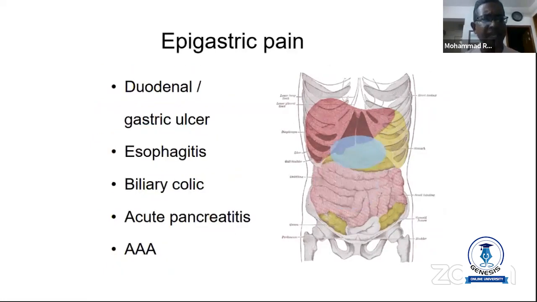In case of epigastric pain, you can see the picture, the blue colored area, showing epigastric pain. You all know, for epigastric pain we first think about peptic ulcer disease. This can also occur in esophagitis, biliary colic, acute pancreatitis, and abdominal aortic aneurysm.